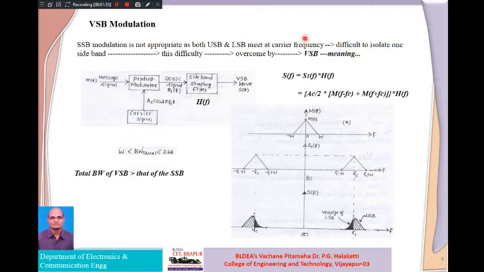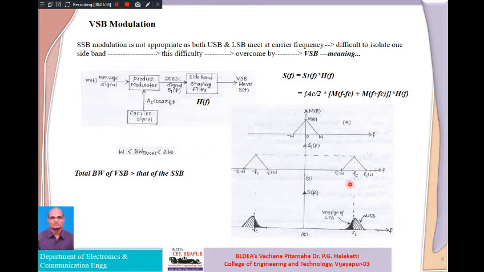If you look at this one, the difficulty is to isolate the sideband. That is one difficulty, because both the sidebands are located concentrated towards FC. So it is not impossible, but it is very difficult here. That is a problem here. Okay, so that is another drawback we removed here.